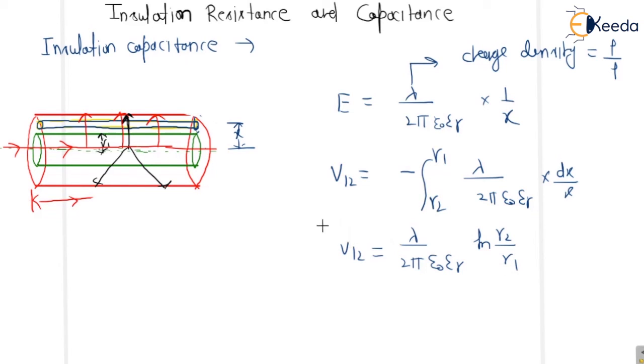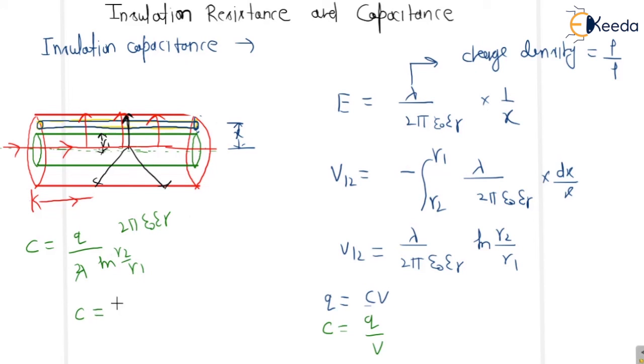So this is V12, and now we know that Q is equal to CV, so C is equal to Q by V. Now the value of C is equal to Q upon V, that is lambda upon lambda ln of R2 by R1 over 2 pi epsilon naught epsilon r, where lambda is equal to Q by L. When we find the total value, it comes out to C equal to 2 pi epsilon naught epsilon r upon ln R2 by R1 farad per meter.